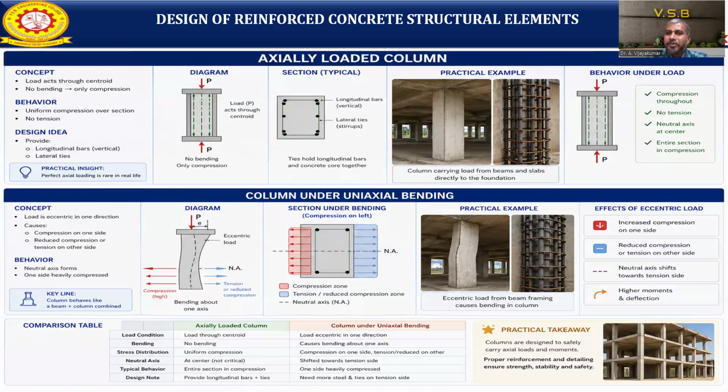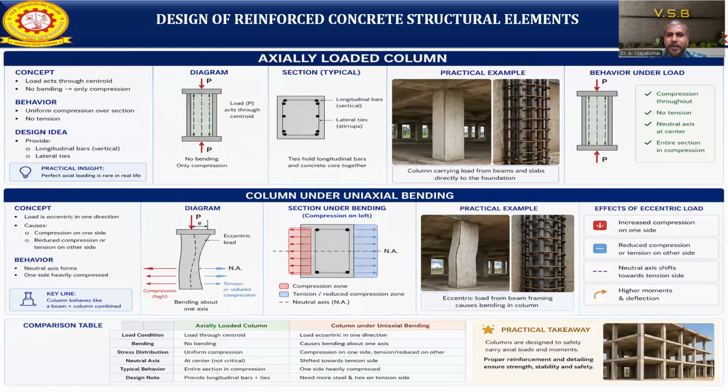So behavior under load for the axial loaded column: the entire section is going to take compression. It won't take any tension. So the neutral axis always acts at the center. That's why we call it the axial loaded column. So the entire section will take the compression when you start to apply the load.